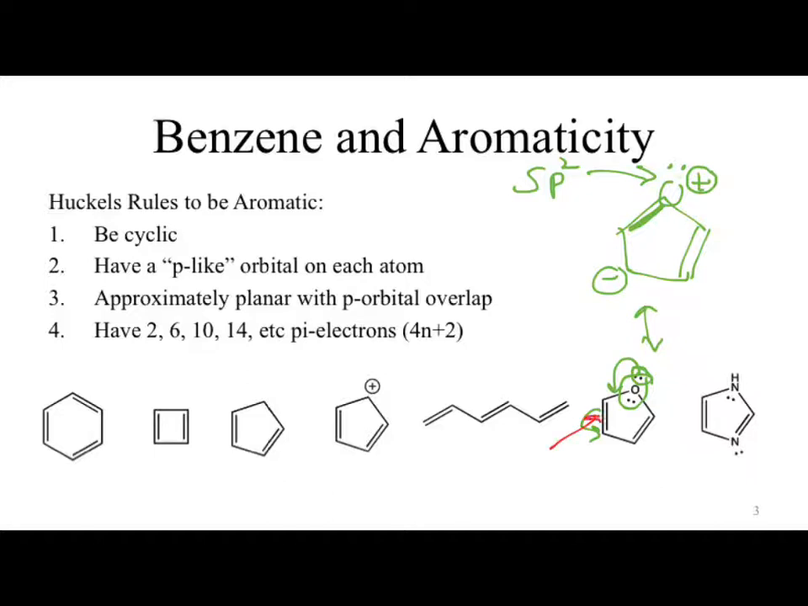Okay, double bond there, right? So that means 2 electrons from each, so we get 4. But what did we do with our oxygen? What happened up here? We moved electrons into our carbon ring, so we've put 2 more electrons into the pi system. One of those lone pairs was donated in.